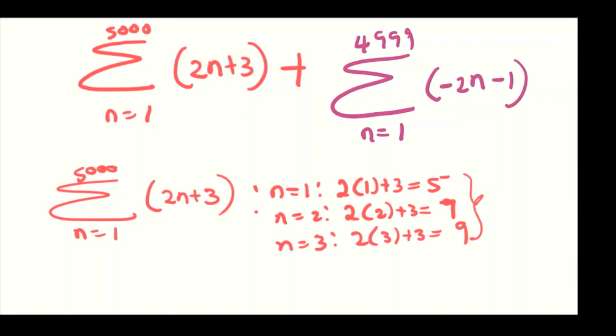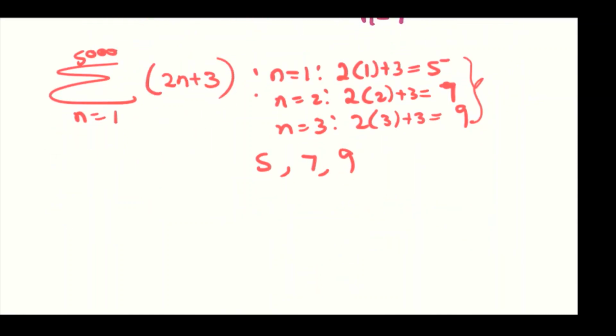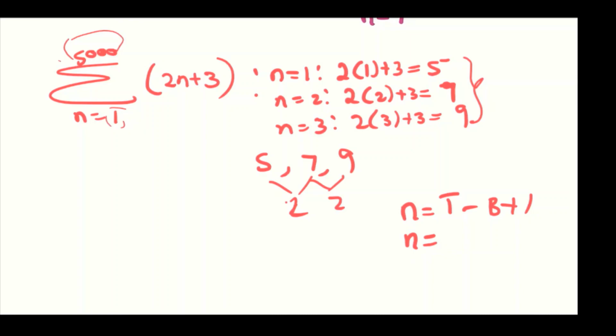If you remember clearly, this is from the previous question that we found. It's going to be 5, 7, and 9. So that is our sequence. To find the sum for this sequence, we know the difference here is equal to 2, so that's our common difference. The number of terms is top minus bottom plus 1. The top is this 5,000 here, the bottom is this one, and then you just add 1. So the number of terms is 5,000 minus 1 plus 1, so it's definitely 5,000.